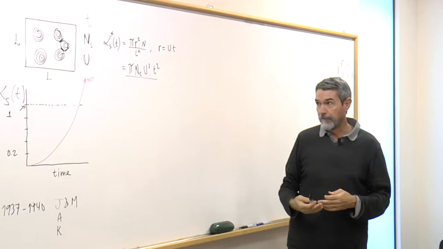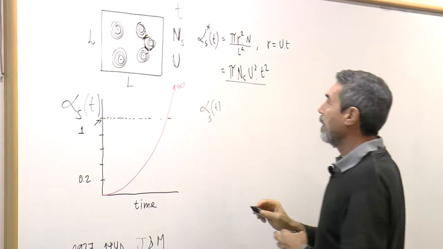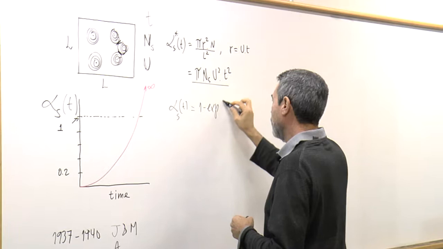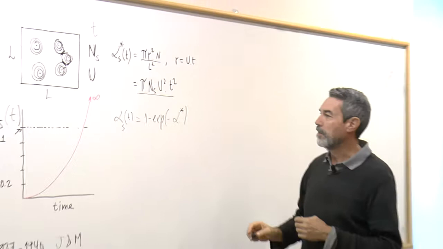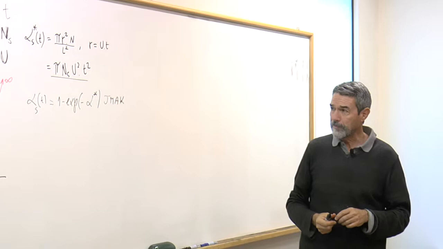They demonstrated that alpha, the real surface fraction, is equal to 1 minus exp of minus the fictitious volume fraction. This is the overall Johnson-Mehl-Avrami-Kolmogorov equation, the JMAK equation. Very simple mathematical solution.